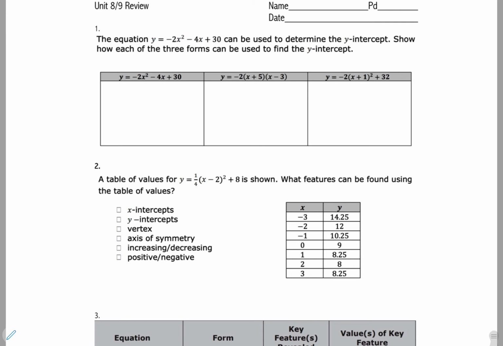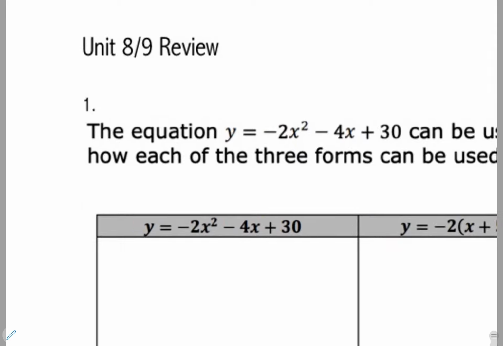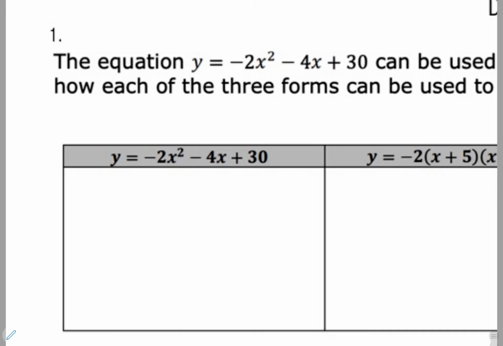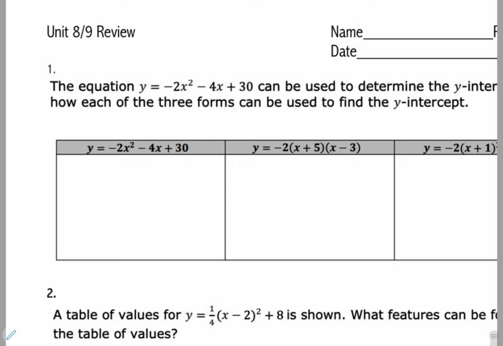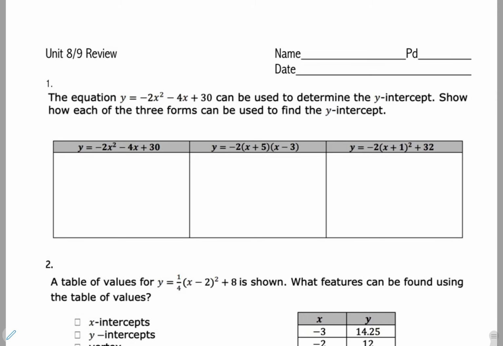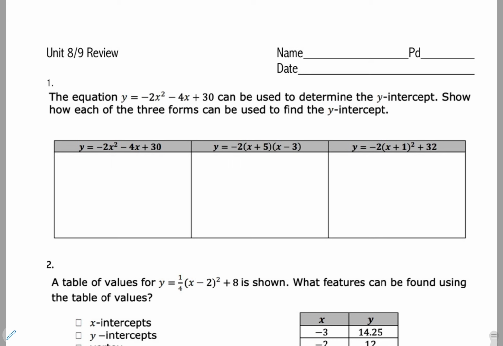Let's go ahead and knock out this lesson real quick. Or I should say this unit review. Right here we got three formulas. We got three equations right here.